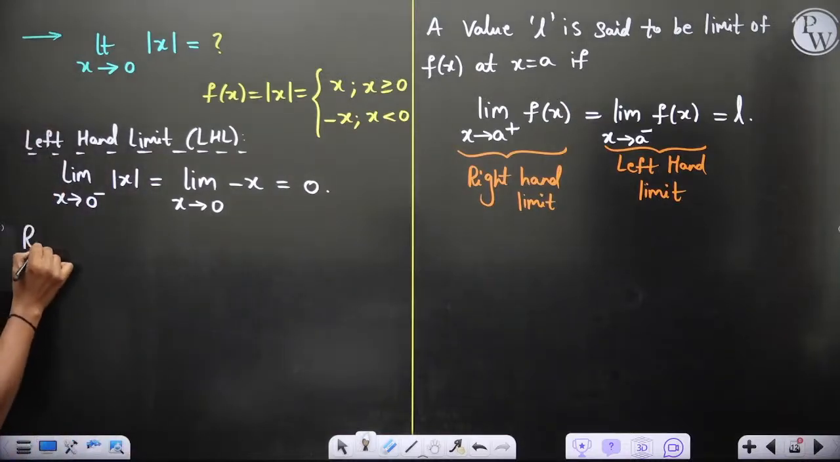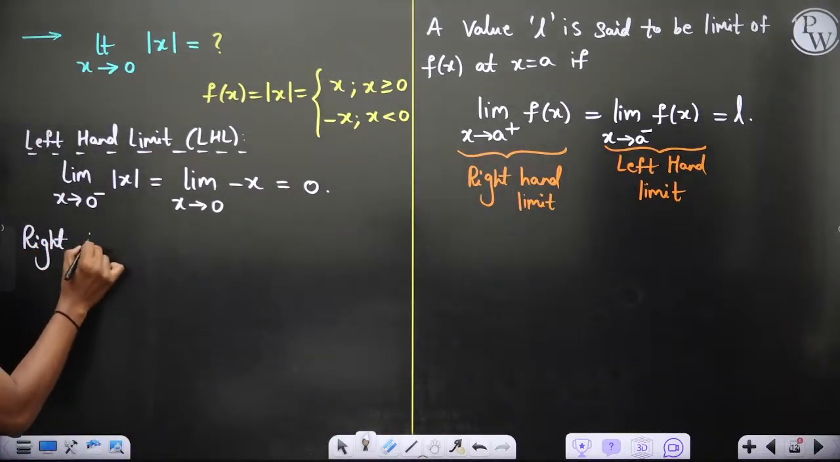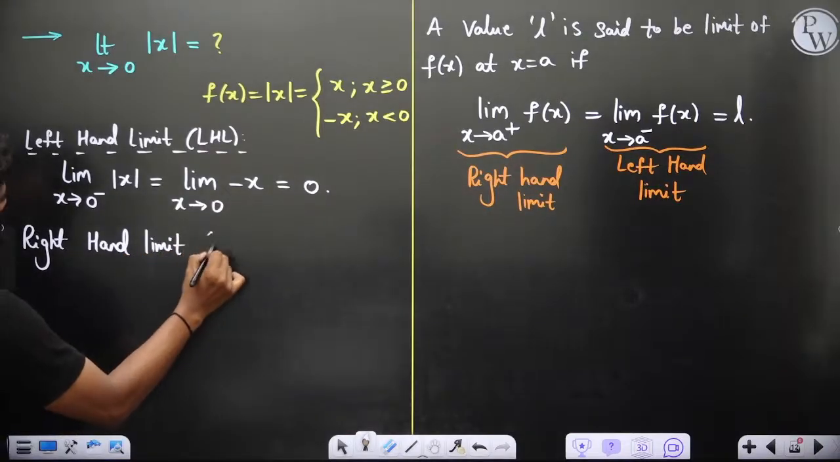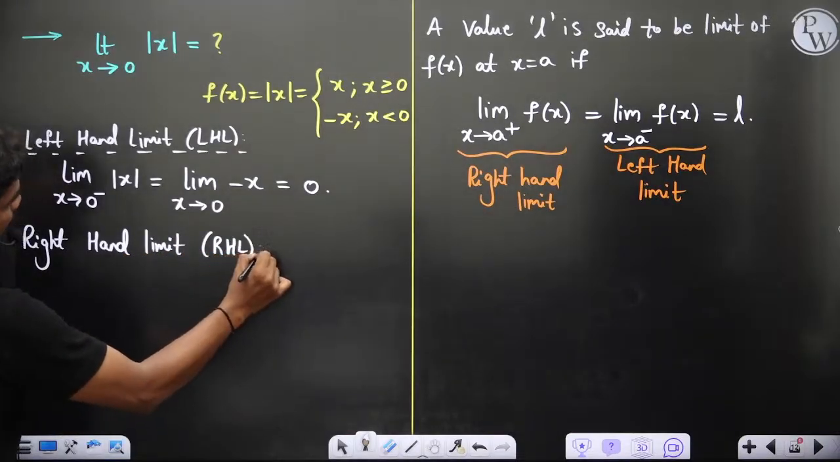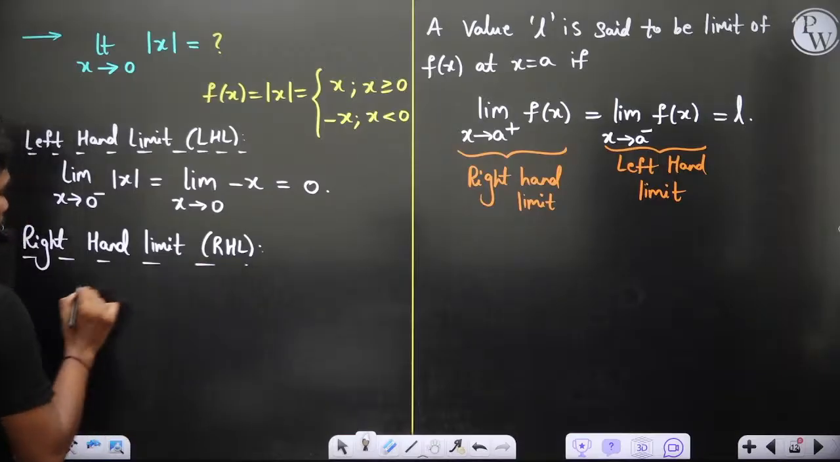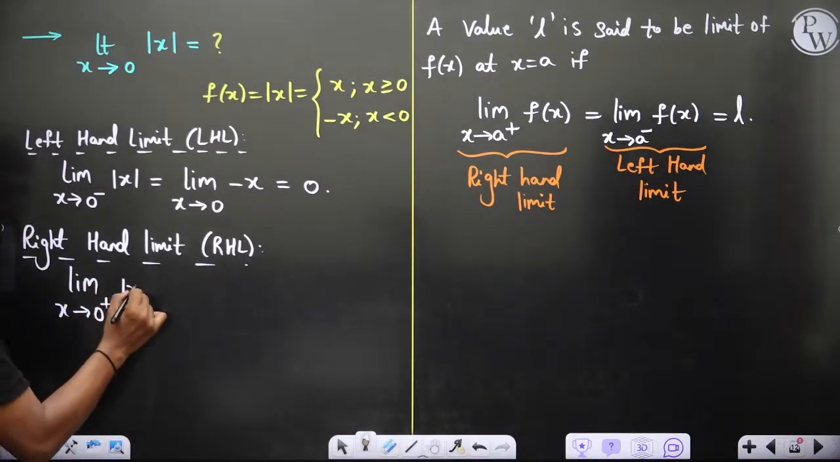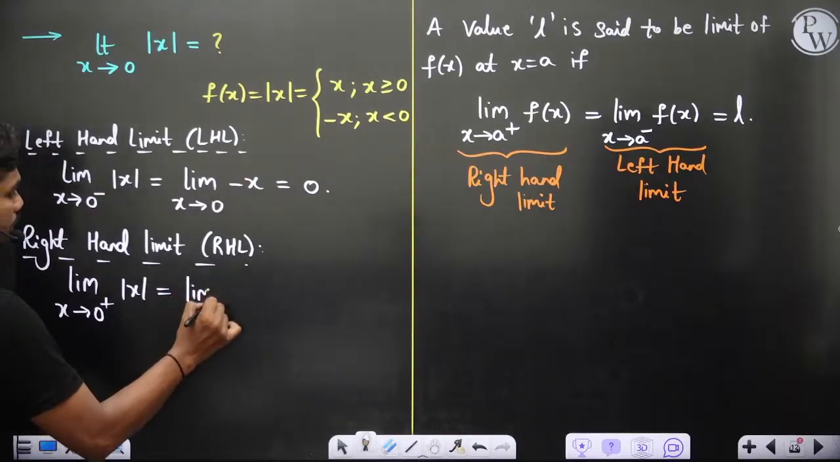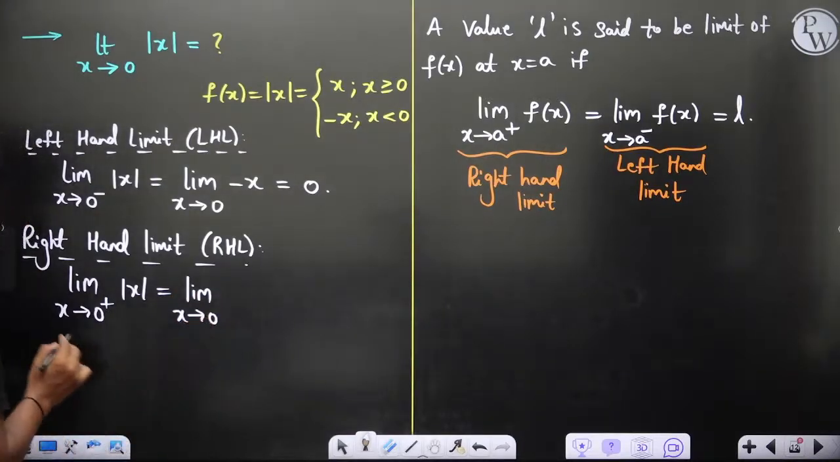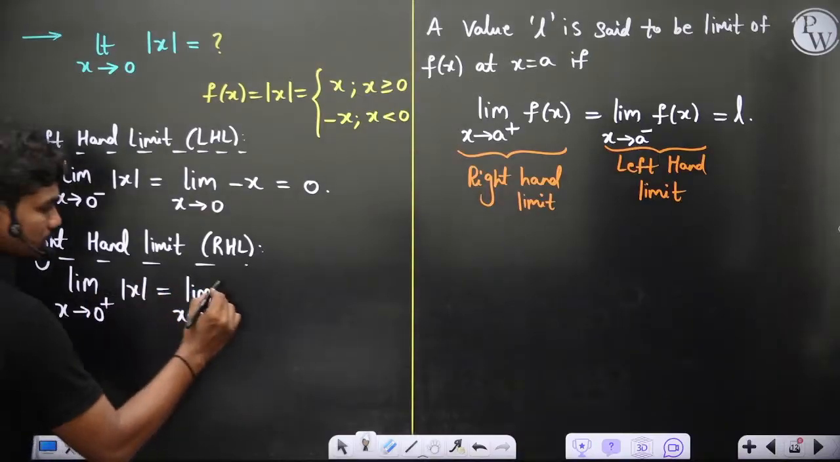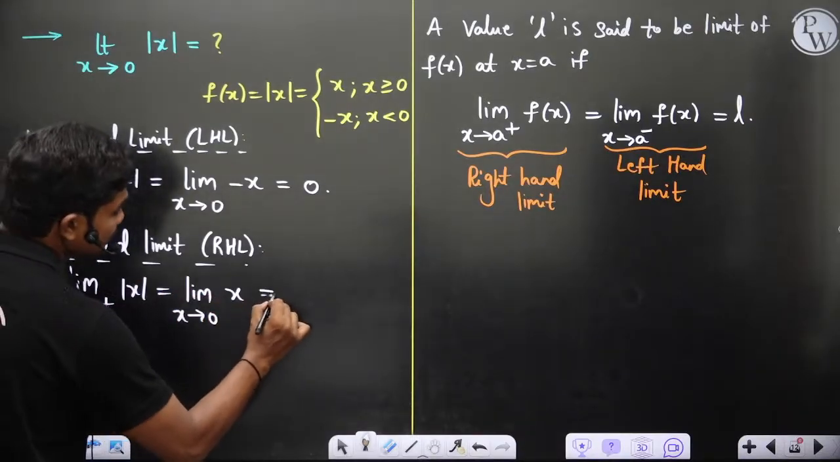Similarly, if you calculate the right hand limit, RHL, this gives you limit x tends to 0 plus mod x. When x is in 0 plus, that means x is slightly more than 0, so x is positive, so mod x is x, that's it. So when you put 0 here, this gives you 0.